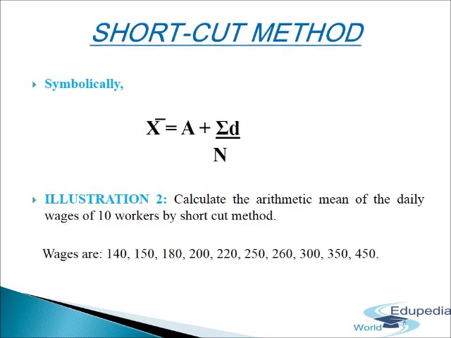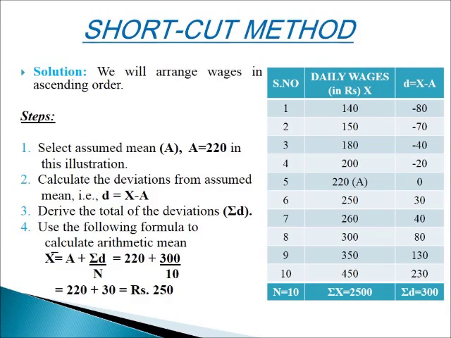Let us discuss it with the help of the following illustration. We have to calculate arithmetic mean of the daily wages of 10 workers by shortcut method. First, we will arrange wages in ascending order, that is 140, 150, 180, so on till 450. Then we will select assumed mean, that is 220 in this particular illustration. After that, we will calculate deviation in the third column. For that, we will deduct assumed mean from the variable. We will get the deviation. Then we will derive the total of the deviations, that is sigma d, and we got sigma d is 300.